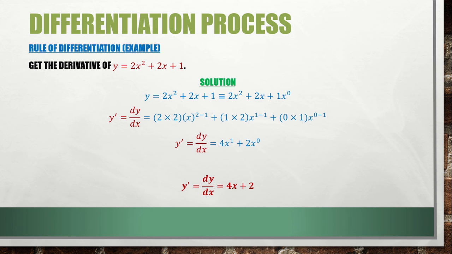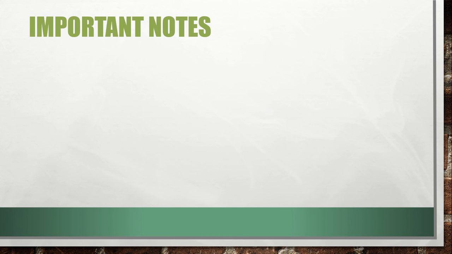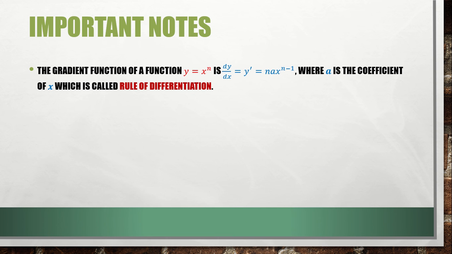Now let's get some important notes that are quite good to take home before we call it a session. The gradient function of a function y equals x power n is dy over dx equals y prime equals n a x power n minus 1, where a is the coefficient of x, which is called the rule of differentiation. This rule must always be with you. But what I'm laboring is that you understand the first order principle. If not, please reduce the tutorial speed so that we're able to understand. If not, please try getting in touch with me so that I'm able to explain it much further.